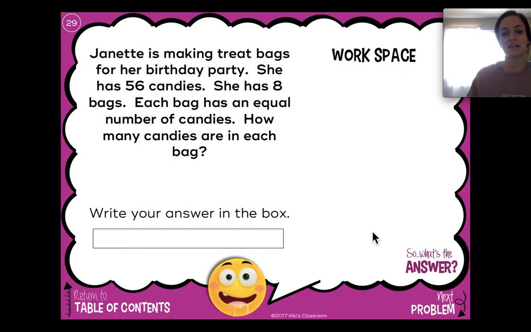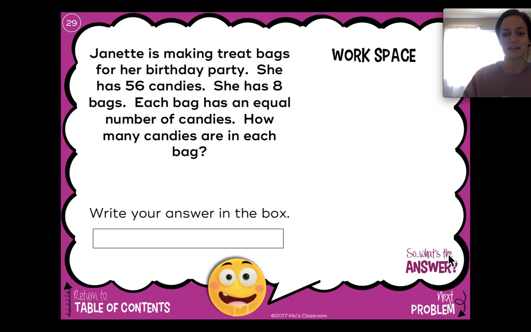All right, so just like the other one, we're going to divide. She has 56 pieces of candy in all, and we're going to divide it into 8 bags or 8 groups. 56 divided by 8. We also have a rhyme for that, right? 5, 6, 7, 8. 56 is 7 times 8.